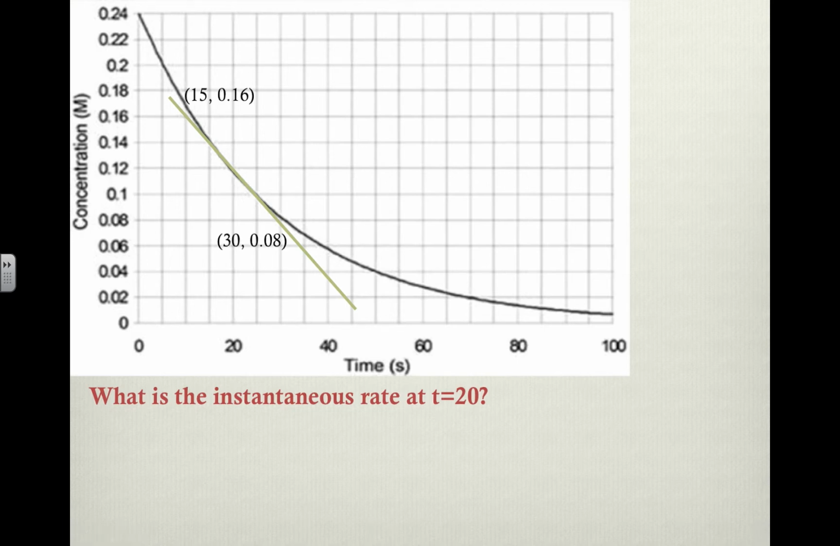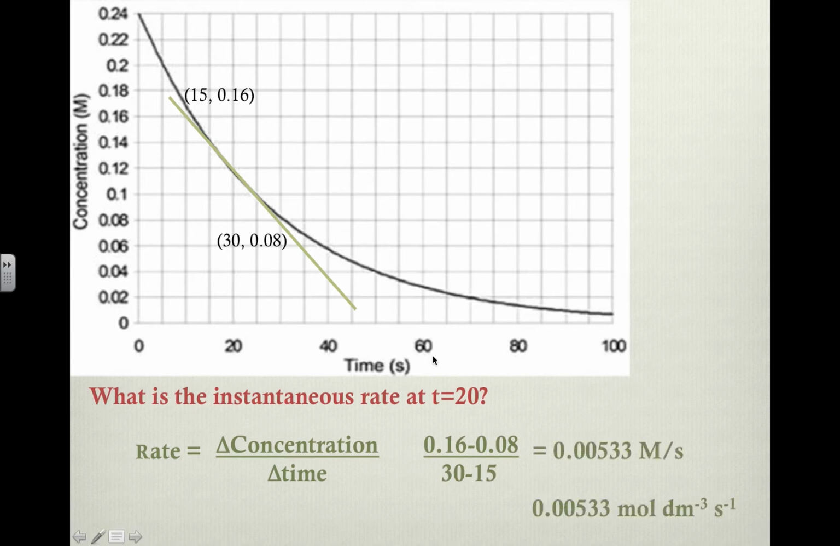So here's my 2 coordinates that I found. So it's going to be change in concentration over change in time, change in y over change in x. And I get 0.0533 moles per cubic decimeter per second. So notice that this value is greater than our average from 20 to 40 because as we went from 20 to 40, it was slowed down. Our concentration was decreasing. Lower frequency of collisions.